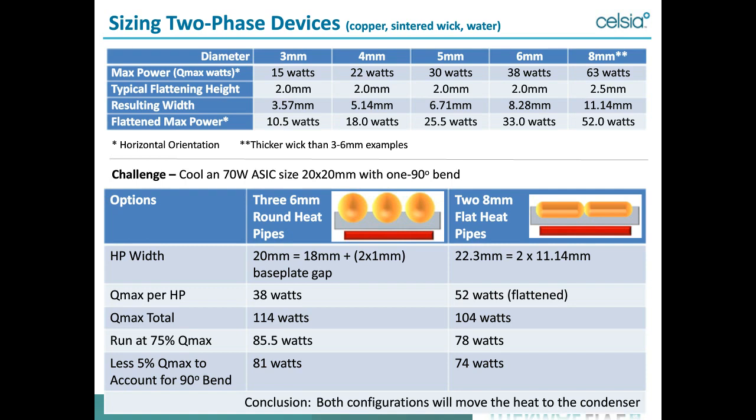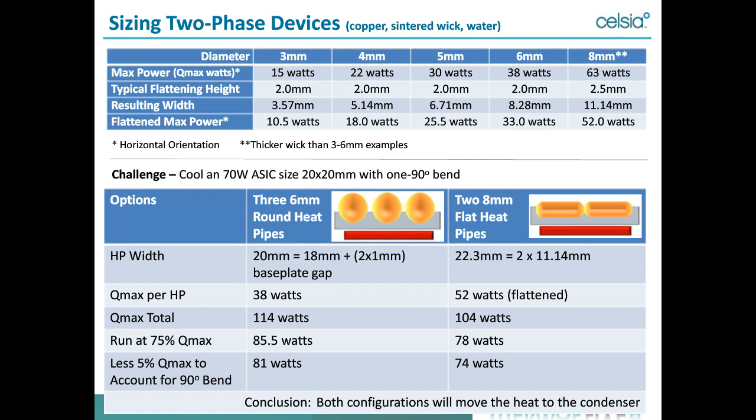And let me walk through an example here. What do I do with that information? I've got a 70-watt ASIC that's 20 by 20 millimeters, and we're going to move the heat with a 90-degree bend. So if I look at 3 6-millimeter heat pipes, that gives me 18 millimeters in width for a 20-millimeter heat source, so good coverage on the heat source.